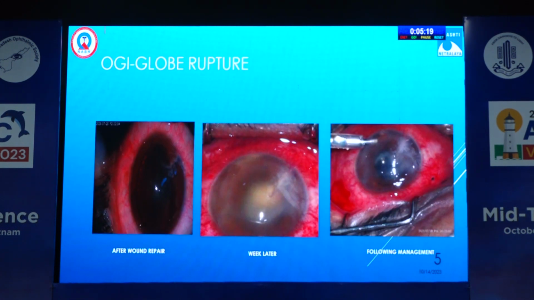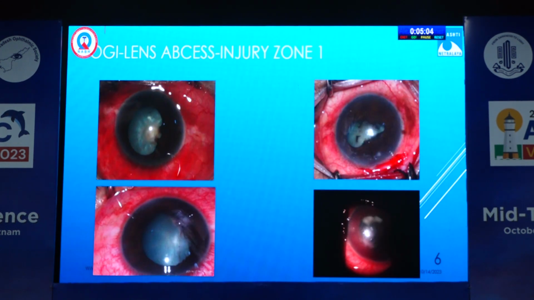When it is an open globe injury rupture, we find that even the next day after the repair the patient had endophthalmitis, and we ended up needing to do a full case for endophthalmitis. This open globe injury may cause a lens abscess, and infiltration may be seen in the lens, but we cannot consider it only that, because all this infiltration will also be present in the vitreous cavity. When we open, then we realize.